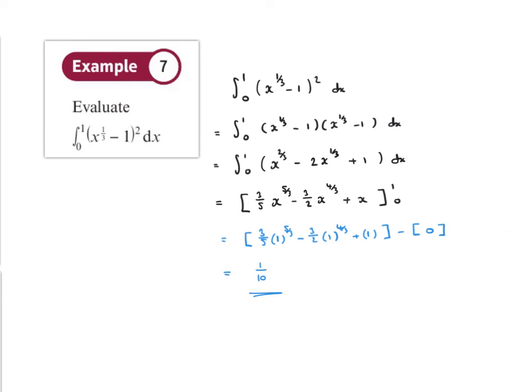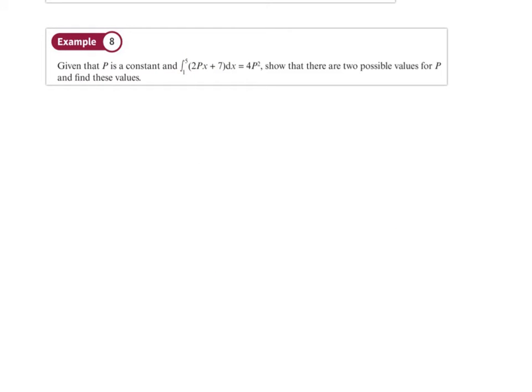Now, moving on to example 8. In example 8, we're given that p is a constant, and we're given a definite integral, and we're given the result of it. So this is more like a problem-solving question. So let's start. I want to integrate between 5 and 1, 2px plus 7, and I know that that is equal to 4p squared.